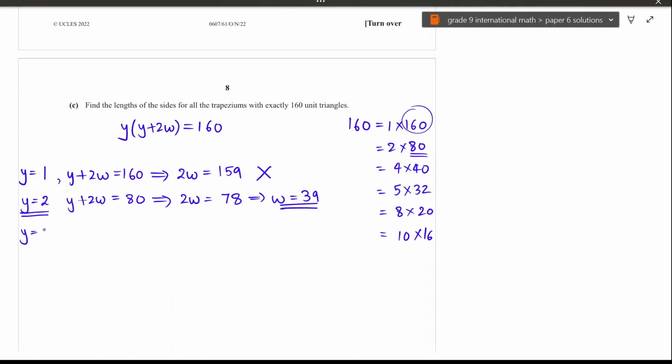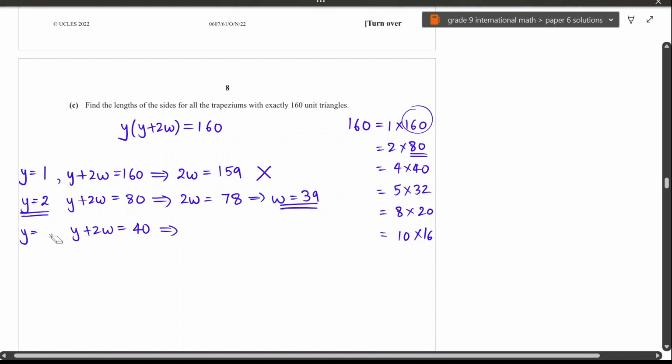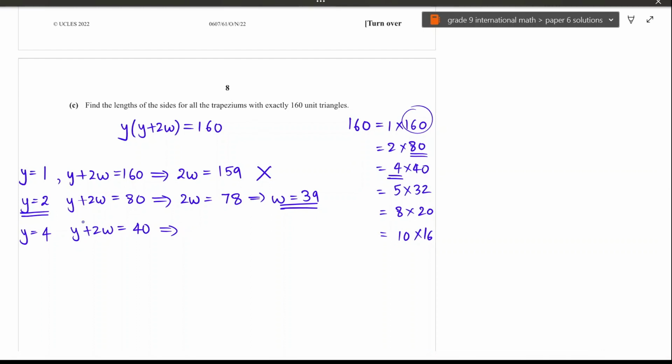Let's try y equal to 3. That gives me y plus 2w is equal to 40, which implies y is, no, sorry, this is y equal to 4. I cannot take 3. This is the next combination. So y is equal to 4. So 40 minus 4 is 36. So 2w is equal to 36, and that gives me w is equal to 18. So this combination is also possible.